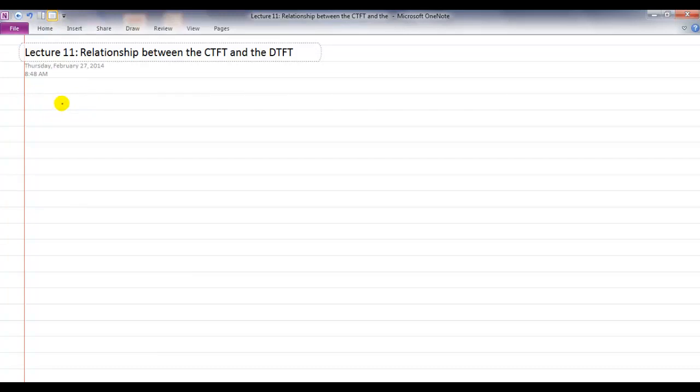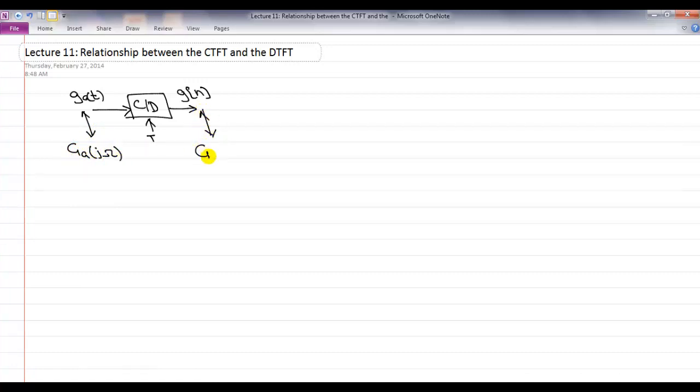Okay, so in the last class, we had started talking about when you have a continuous time signal g_a(t) and you sample it with some rate T to get g[n], what is the relationship between the Fourier transform of this g_a(t), which is called G_a(jω), and g[n], which is G(e^{jω}).